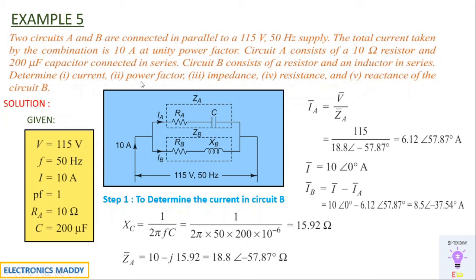Now power factor is asked. So power factor with respect to circuit B means you have to take this angle's power factor. IB angle is nothing but minus 37.54. So cos of minus 37.54 is what you have to take. That is cos of 37.54, you'll be getting 0.79 lagging, because the angle with respect to IB bar is negative. So you'll be representing it as lagging over here.